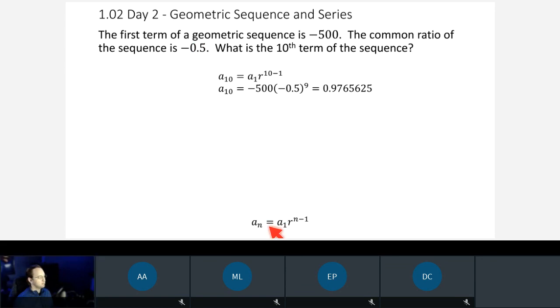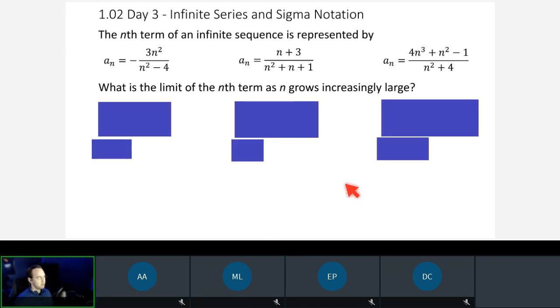All right, let's keep going. Hopefully I type that in right. So your test has two of the same type of questions. If you notice, we just did this problem. It was asked a little differently, though, but it's honestly the exact same question.